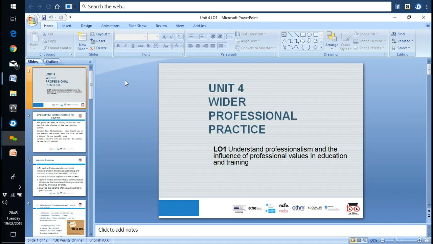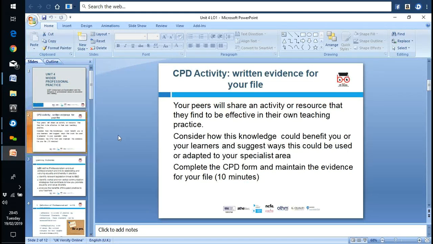Learning Objective 1, part of that is looking at CPD. Your peers may share activities and resources that they find effective in teaching. Consider how this knowledge could benefit you. There's a CPD form actually on here, so complete that for yourself and put it into your file. It may be that there are things on there that you could think, oh, I could do with that.